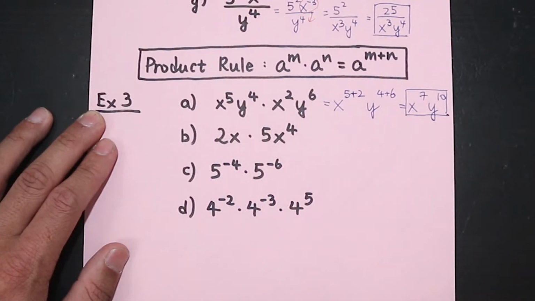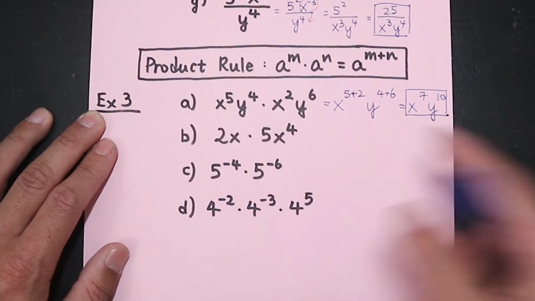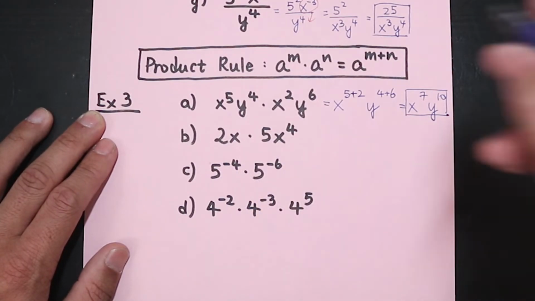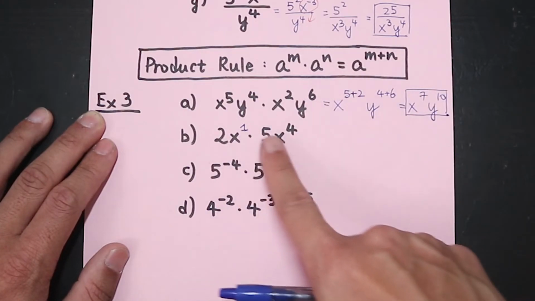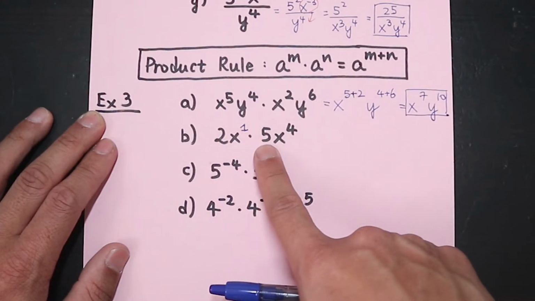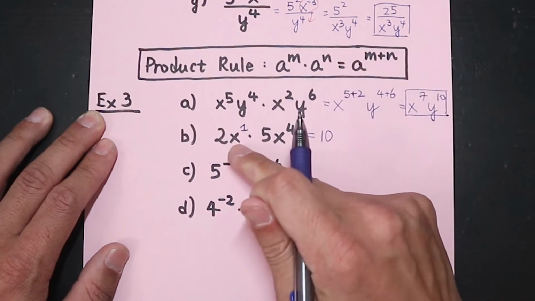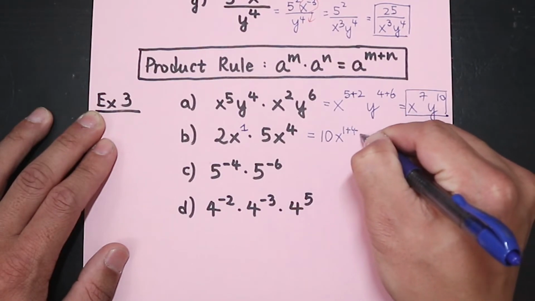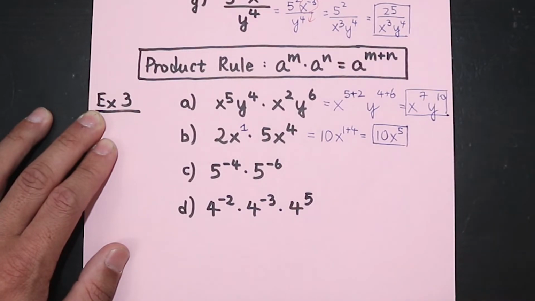Then for 3b, I see that you multiply 2x with 5x to the fourth power. Now, before you do this problem, make sure that every single letter or variable has an exponent. I see that this x doesn't have an exponent, but there's an invisible exponent of 1. So make sure that you do that. Now, these 2 and 5 are just regular 2 and regular 5 multiplied together. So 2 times 5, I get 10. And then x to the first times x to the fourth is the same as x to the 1 plus 4, which is 10x to the fifth. And then that's your final answer.